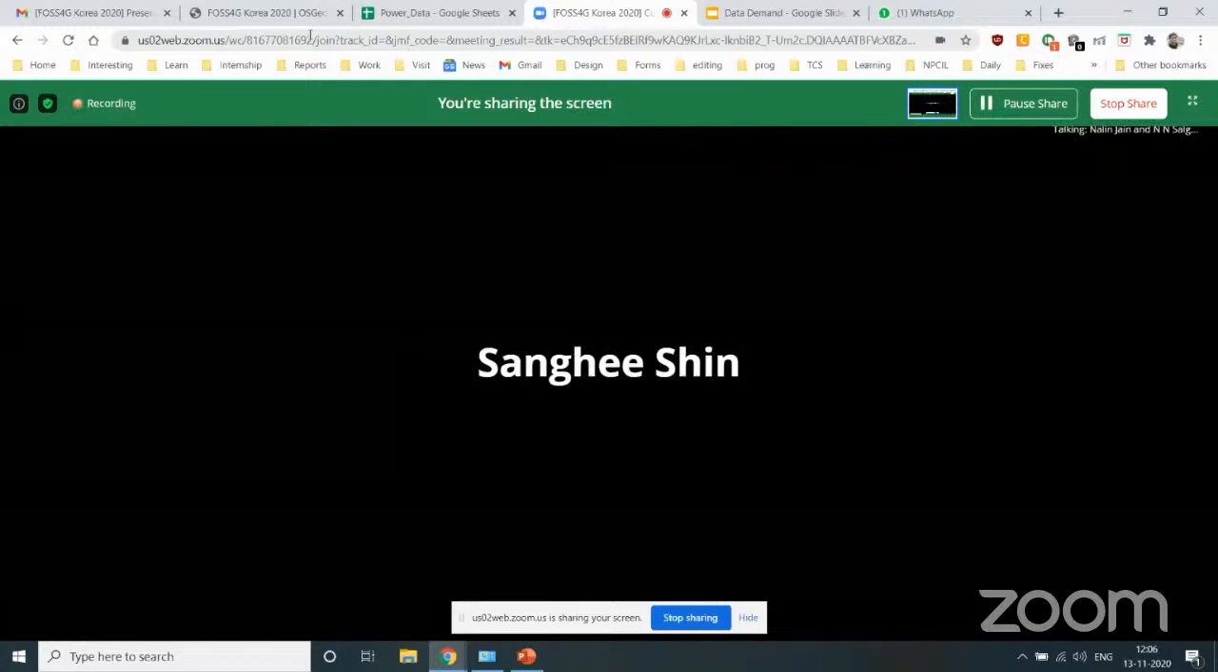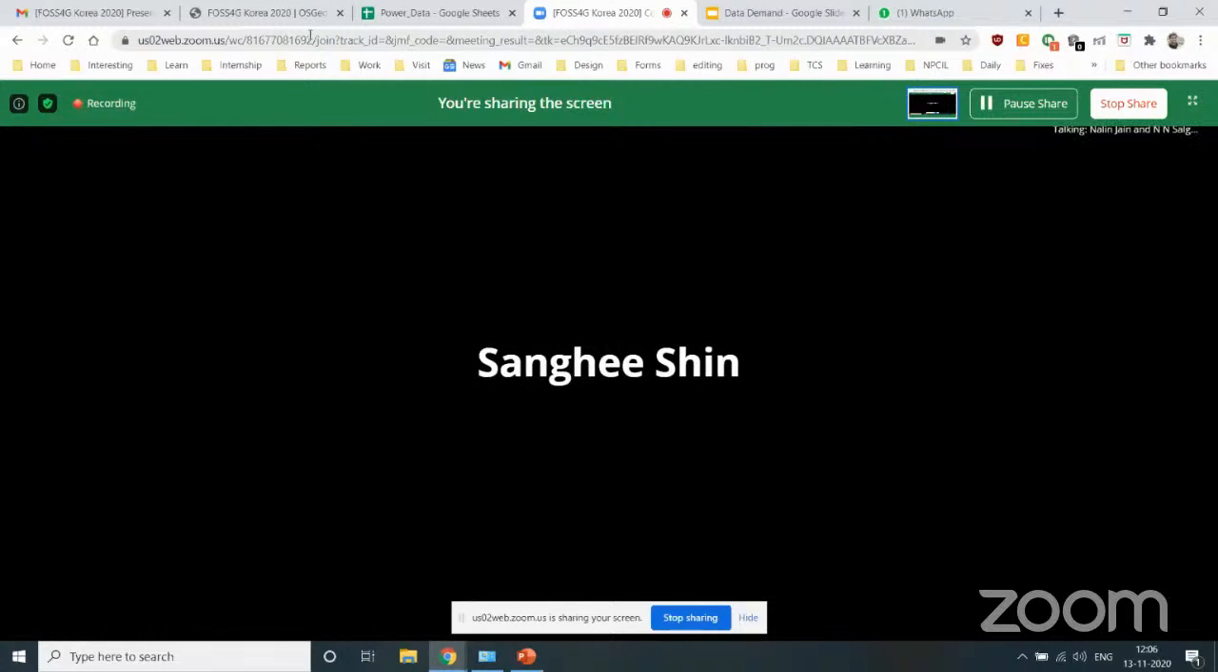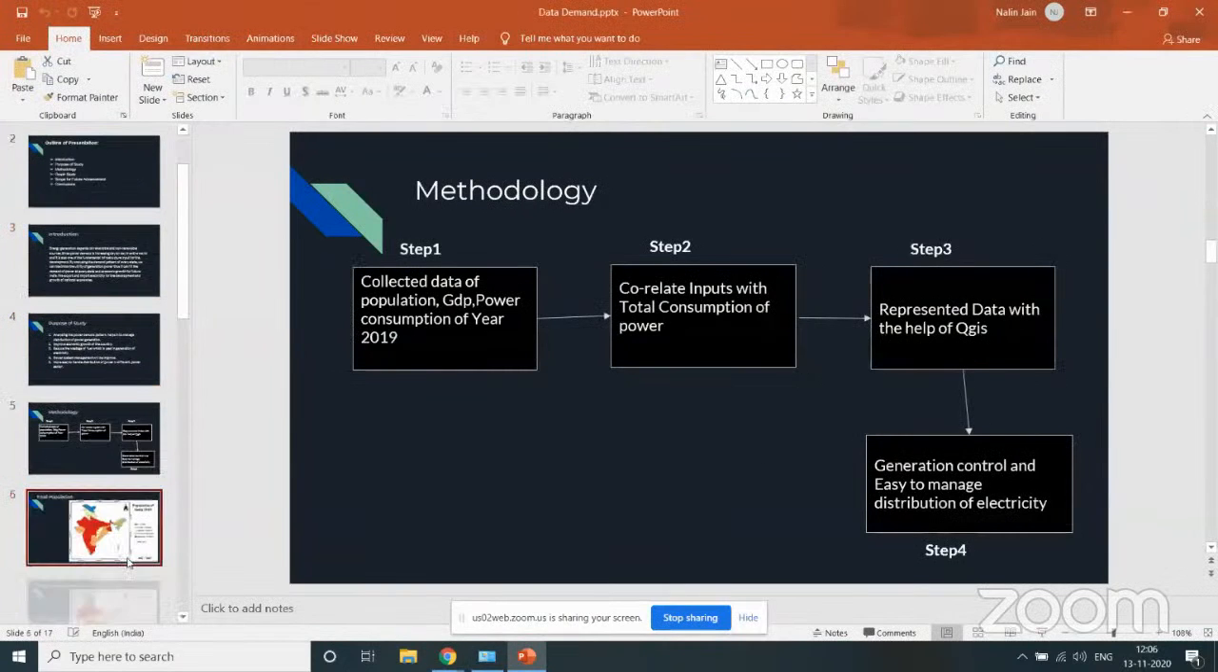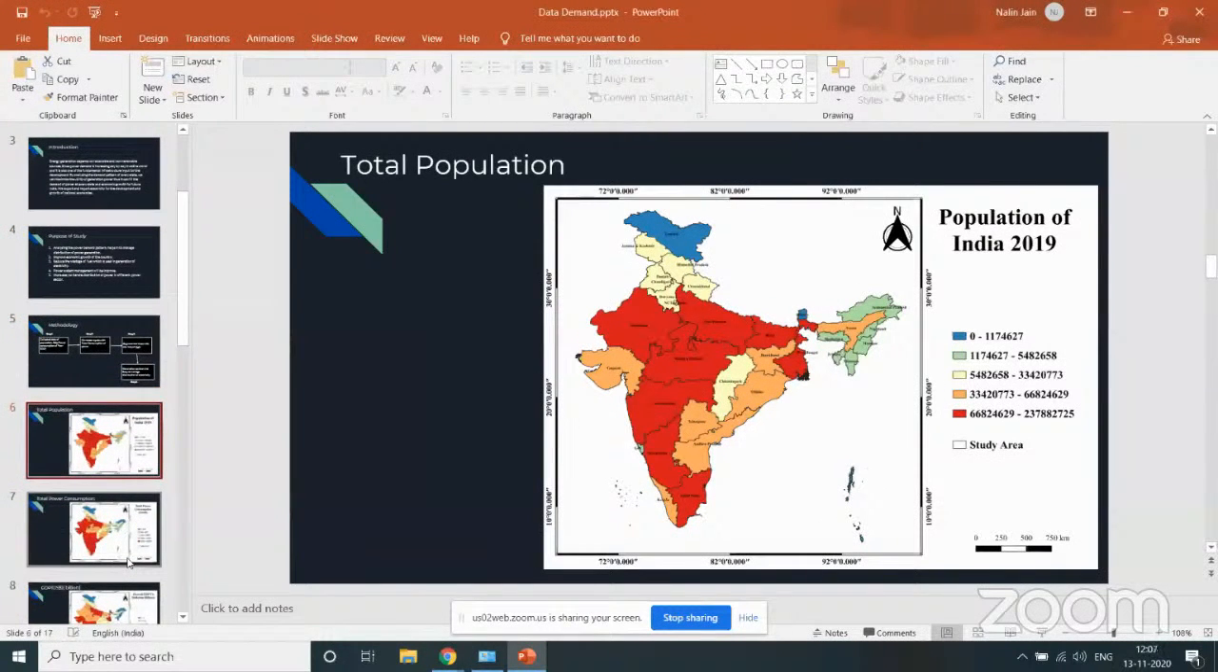Actually, I am a beginner in QGIS. I use the GIS part for the representation of the data only. For visualization purposes only? Only for visualization purposes. Oh, I see. Thank you.